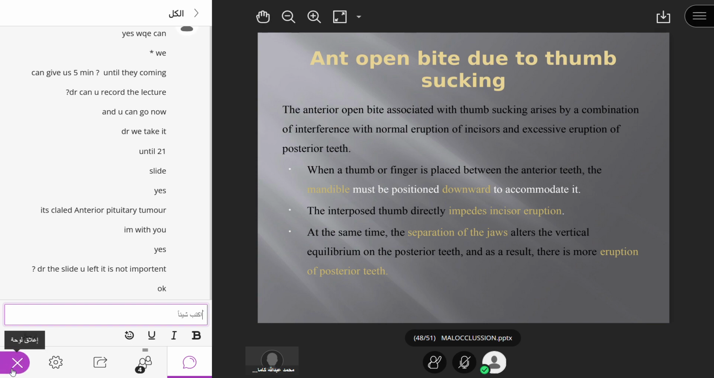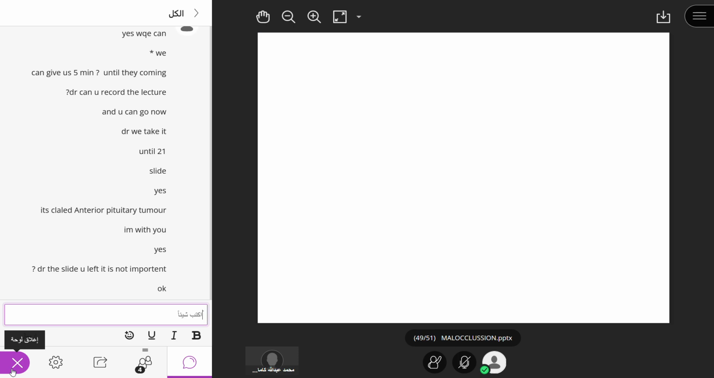Anterior open bite associated with thumb sucking arises by a combination of interference with normal eruption of incisors and excessive eruption of posterior teeth, right? So when a thumb or finger is placed between the anterior teeth, the mandible must be positioned downwards to accommodate it. The interposed thumb directly impedes incisor eruption, so the incisors are under-erupted, resulting in open bite. At the same time, the separation of the jaws alters the vertical equilibrium on the posterior teeth. As a result, there is more eruption of posterior teeth, which results in anterior open bite.